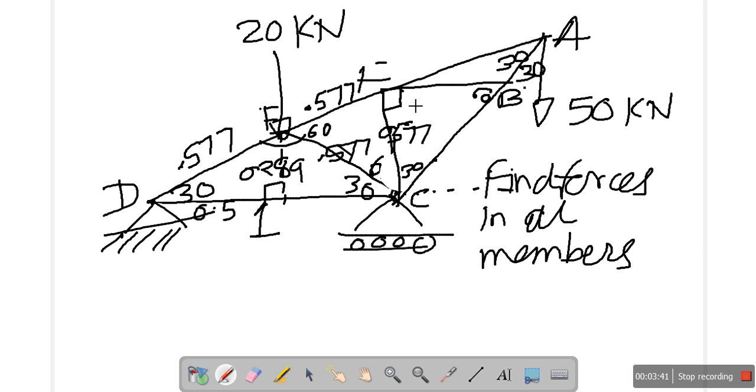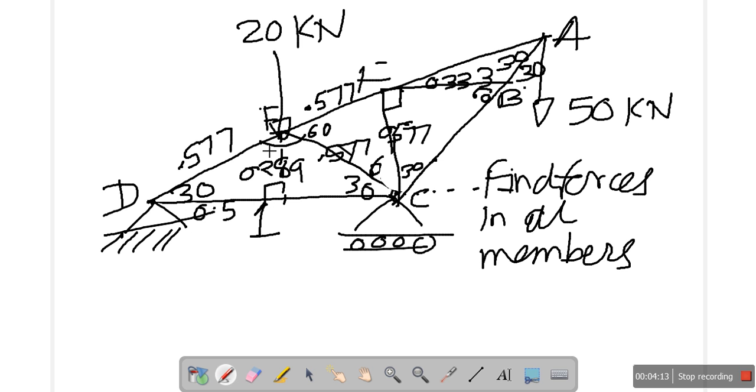This particular length turns out to be 0.333. This particular length is 0.333, and so this length, since both these angles are 30, AB also will be 0.333. So this particular length will be 0.33. This particular length also will be 0.33. So all the lengths we have computed here, assuming that this length, the total length, to be 1.